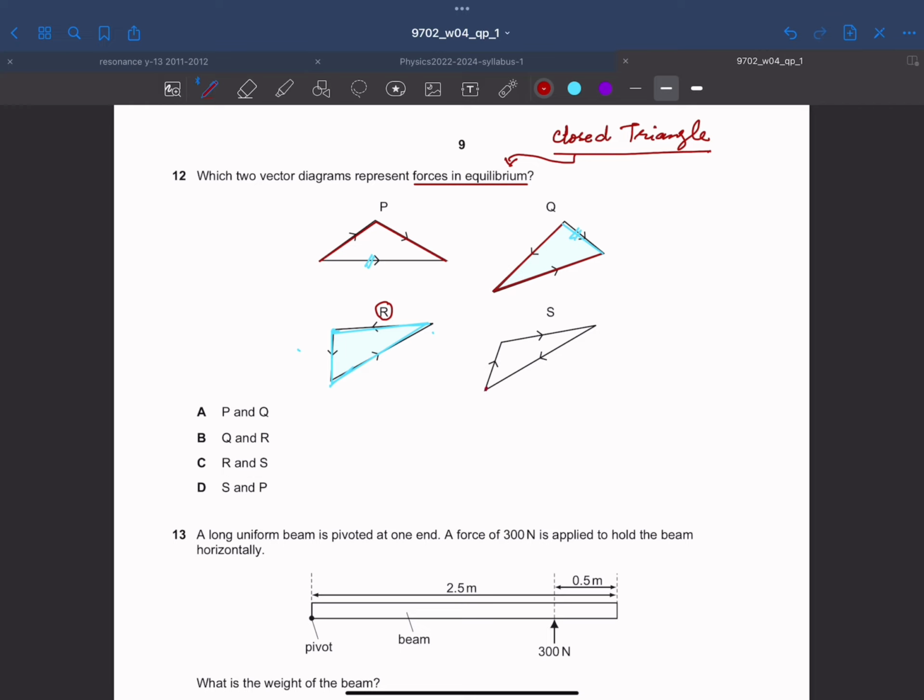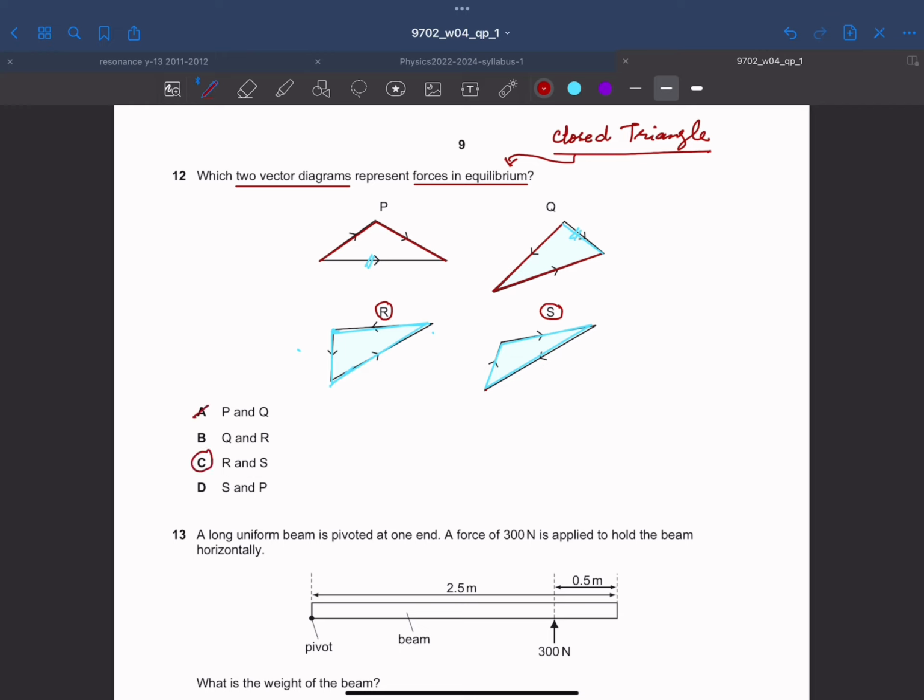Similarly, if you go for the triangle S, what will be the situation? You can see that you have a closed triangle. So again, the same thing, this triangle is also the right triangle for forces in equilibrium. So this will again be a correct option. So which two vector diagrams? Simply R and S, and this is nothing but option C.